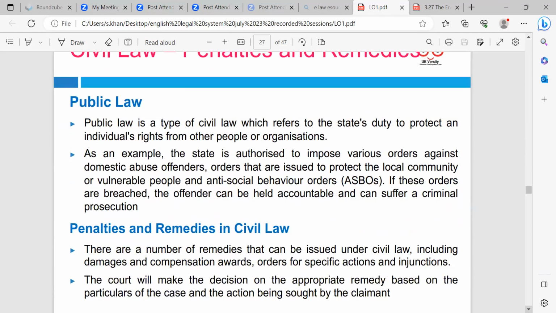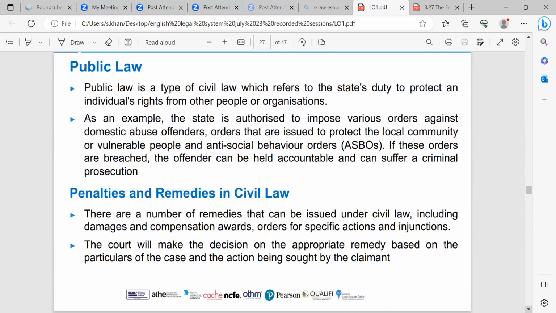In civil law, the penalties and remedies. Public law is a type of civil law which refers to the state's duty to protect an individual's rights, as we mentioned earlier, from other people or organisations. An example is that the state is authorised to impose various orders against domestic abuse offenders, orders that are issued to protect the local community or vulnerable people, and antisocial behaviour orders such as ASBOs. If these orders are breached, the offender can be held accountable and can suffer a criminal prosecution.